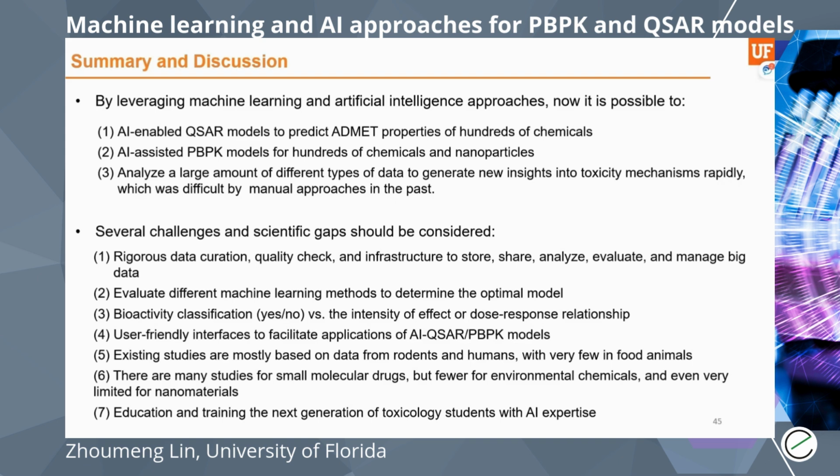However, we also have found some challenges and scientific gaps in this field. To build a validated machine learning model, one prerequisite is to have good quality data. So rigorous data curation, quality check, and infrastructure to store, analyze, and share data are important. Also, in many existing studies, we found that they usually try different machine learning methods to determine the optimal model, because different studies have different types of data. It's not sure which specific machine learning model may be best for a particular type of data. So we advise trying different machine learning methods to determine the optimal model.